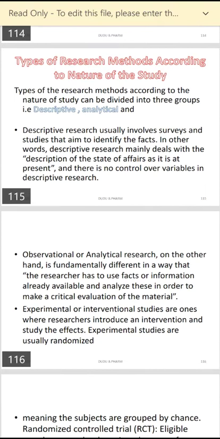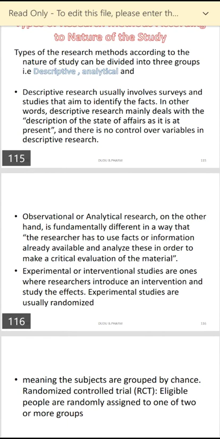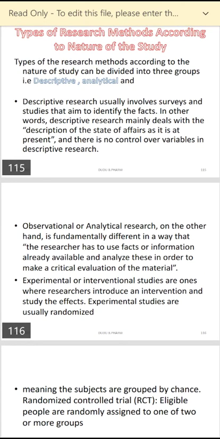And these 3 groups are descriptive, analytical, and experimental or interventional studies. Descriptive research usually involves surveys and studies that aim to identify the facts. In other words, descriptive research mainly deals with description of the state of affairs as it is at present, and there is no control of variables in descriptive research.